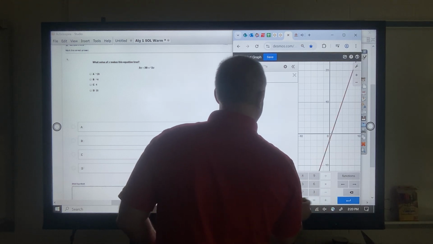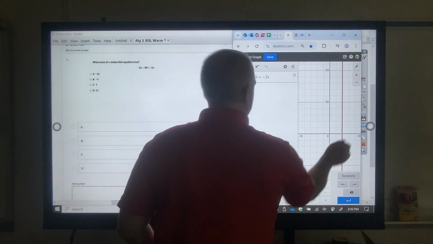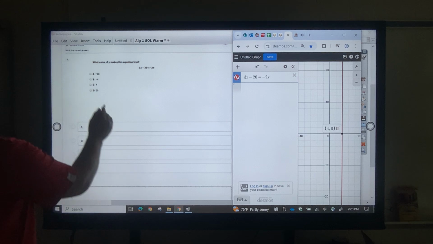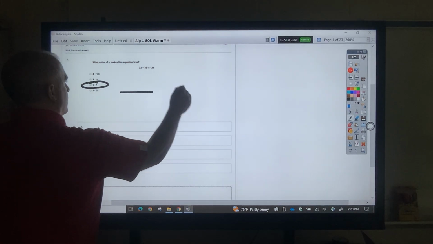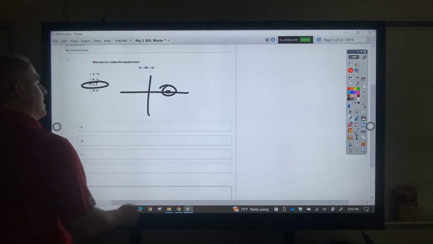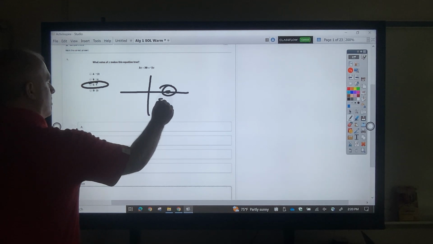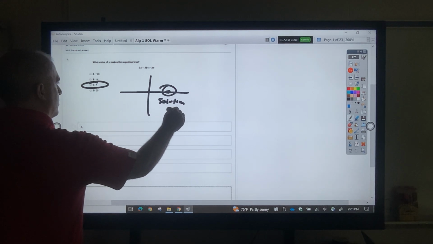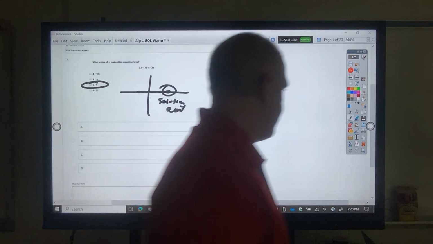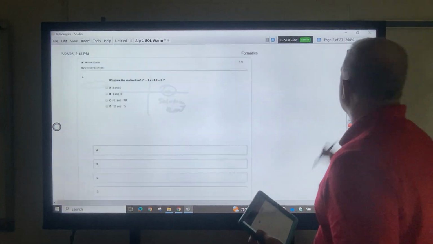3x minus 20 equals negative 2x. We're looking for where it crosses the x-axis, okay? So what we're looking for is where does it cross the x-axis? That's a solution, okay? That's a root. All right, it's question 1.